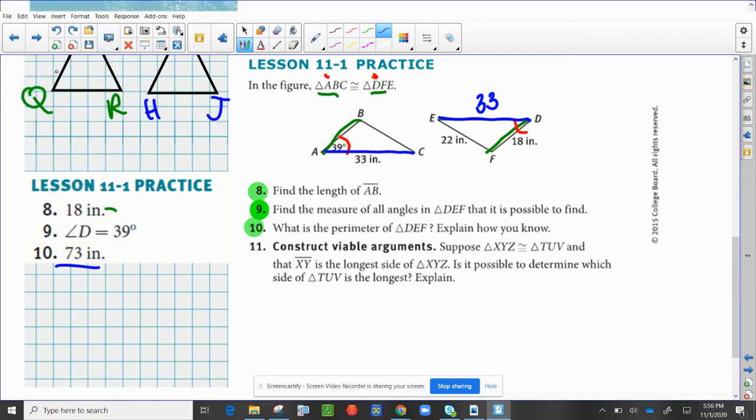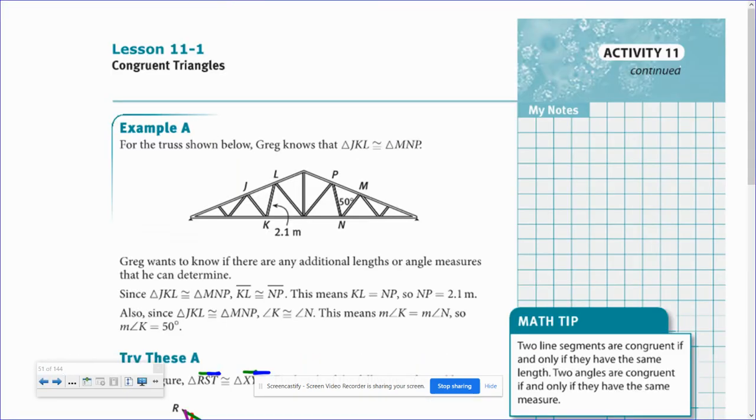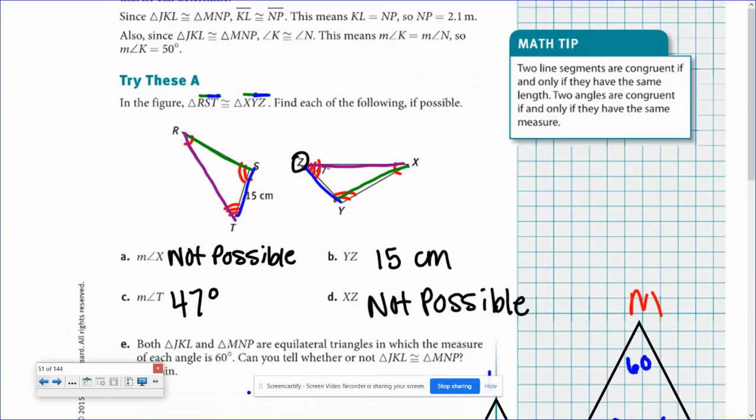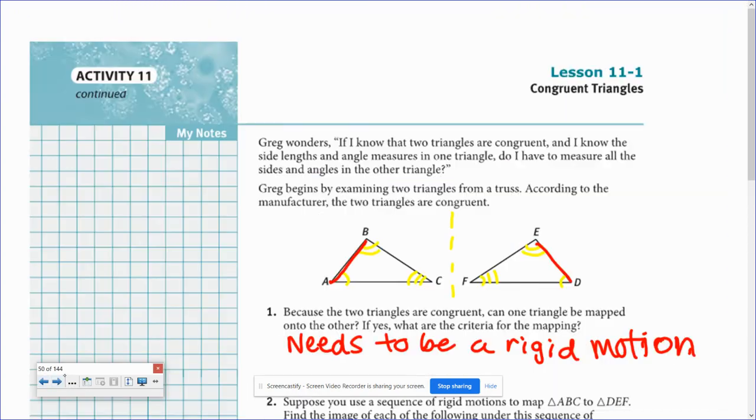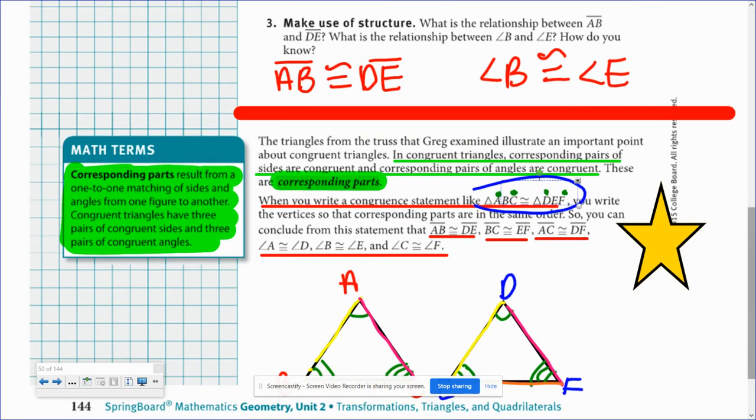Okay, so that's all for our first lesson on congruent triangles. Again, the big part of this whole lesson is that one paragraph on the bottom of page 144, where it talks about the congruence statement. Again, the order that you write that congruence statement in matters, because that will tell you what corresponds with each other.